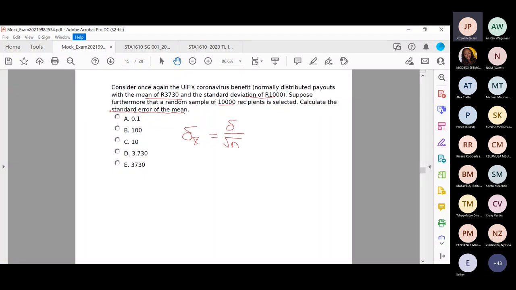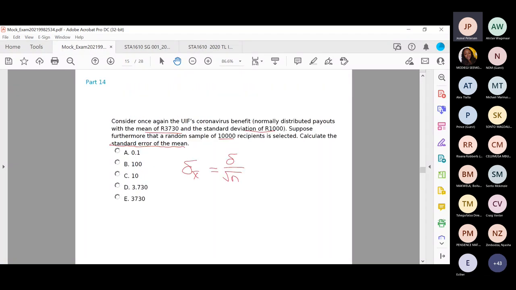Okay. Coming back to 14. It seems as if 14 doesn't want to come. Okay, because I already showed you the formula, substitute your standard deviation of 1,000, divide that by the square root of 10,000, and what do we get? 10. And the answer is 10, which is C.